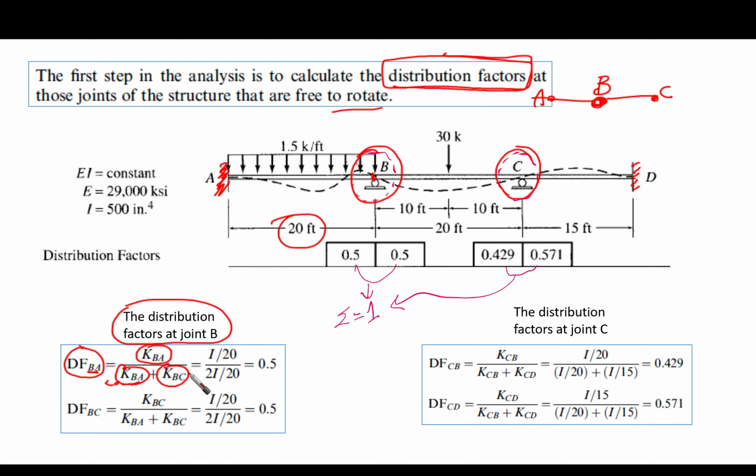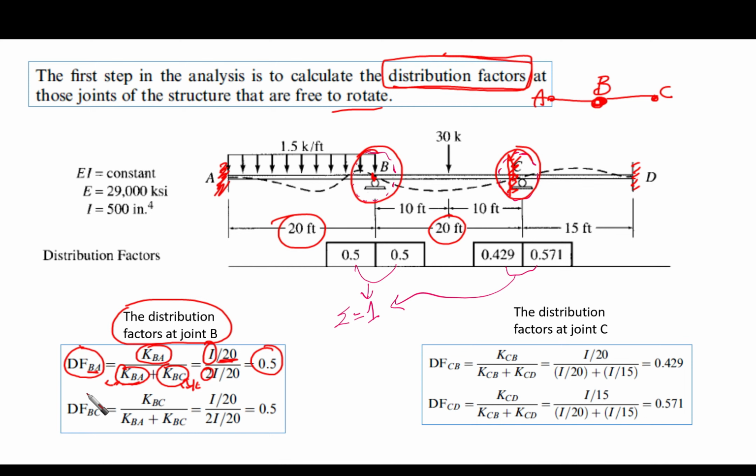And the other term in the denominator is KBC. What is the far end? It is fixed. Do not think about it as a roller. As I said, it is free to rotate, but a bending moment is going to be developed. So the far end here is fixed, and we have the length 20, so it is also I over L. The denominator is going to be I over L plus I over L, so it is going to be 2I over L. And the numerator is I over L for member BA. This gives us 0.5.